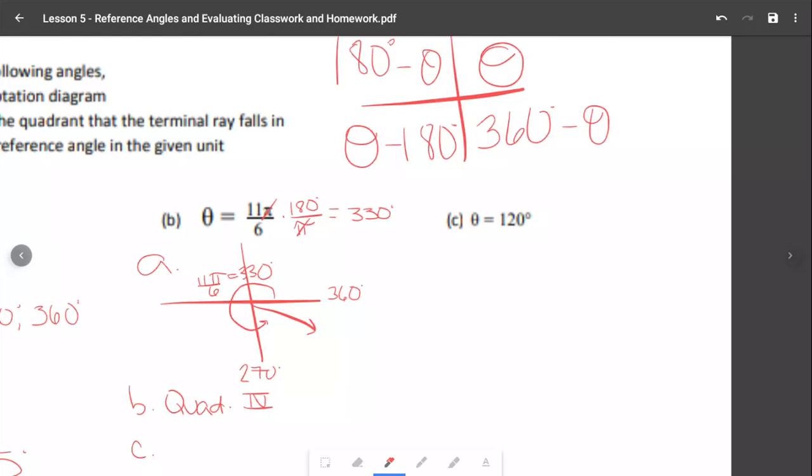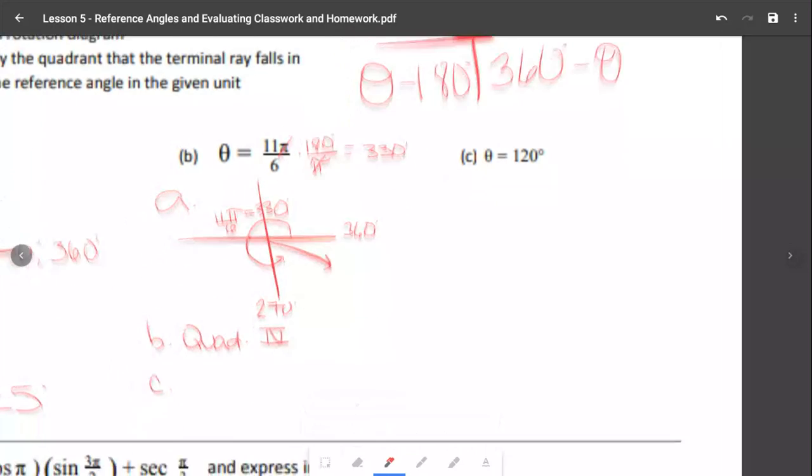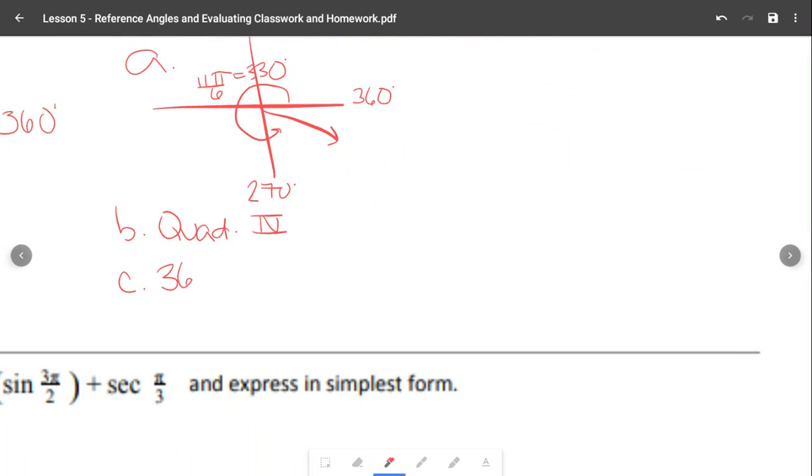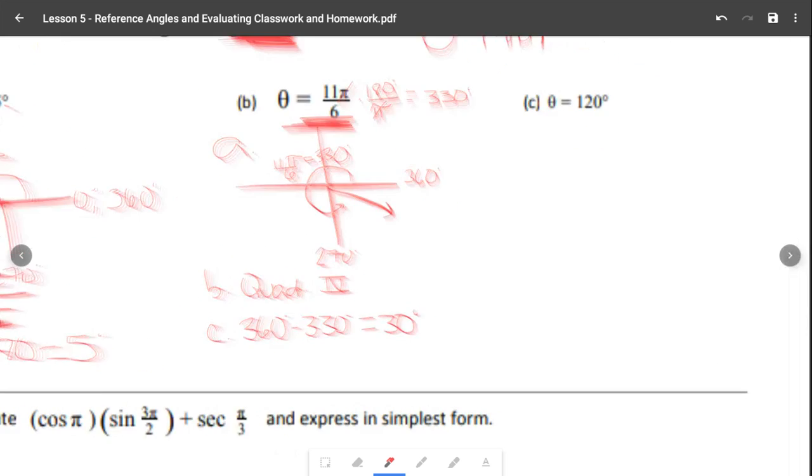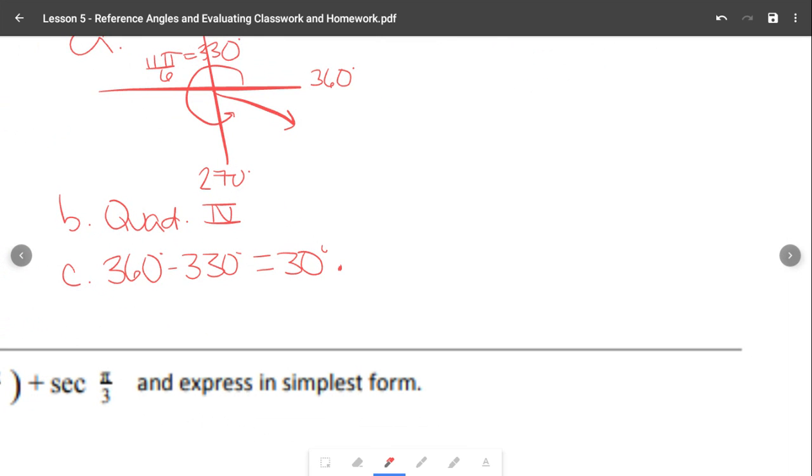So C, our formula says 360 minus theta. So 360 minus 330 equals 30. Now, technically, the directions do say to find the reference angle in the given unit. We were given a radians unit, so technically we should be converting back again by multiplying by pi over 180. So 30 times 1 over 180, you get 1 over 6 pi.